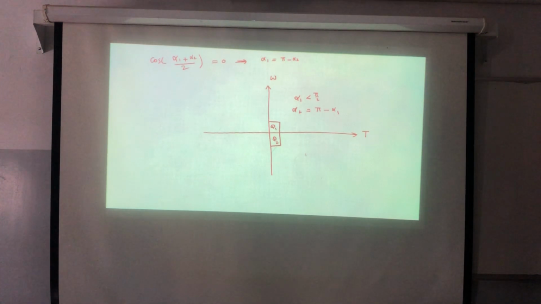Here the voltage is negative. So alpha 1 will be what? Greater than pi over 2, and alpha 2 will equal to what? Pi minus alpha 1. Q4, sorry, Q4.